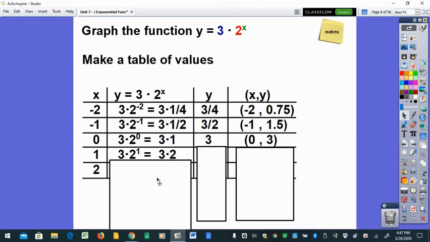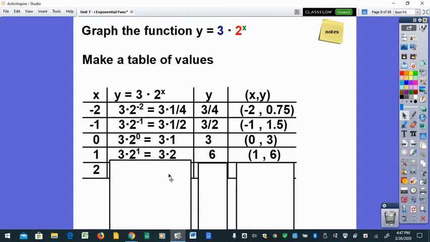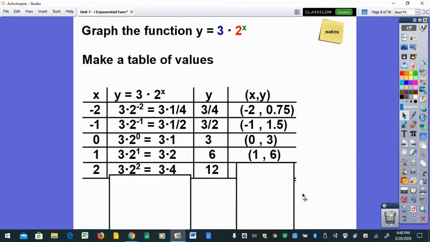3 times 2 to the first, I'm going to get 6. So (1, 6). And 2 to the second, 2 squared is 4, times 3 is 12. And I now have 5 points that I can plot.